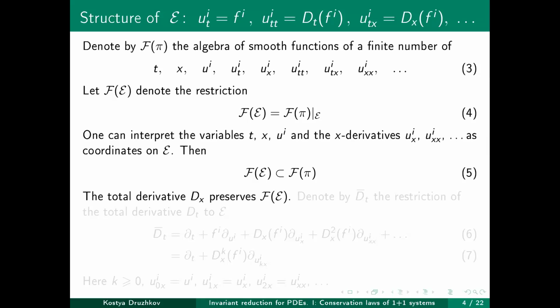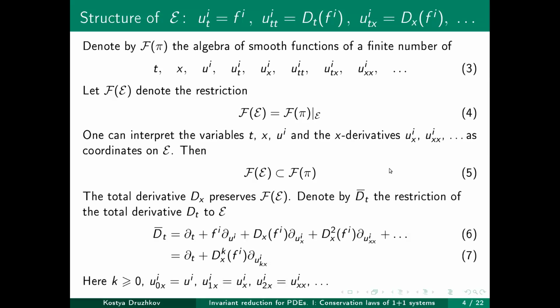Then we have the inclusion of algebras given by formula 5. So we can say that F(ε) is a subalgebra of F(π), and the total derivative with respect to x preserves this subalgebra. So we can restrict the total derivative to ε, or just use the total derivative with respect to x on ε without any restrictions, in the sense that it acts on this subalgebra. Let's introduce the restriction of the total derivative with respect to t to the infinitely prolonged system. It has form 6, or form 7 in more compact form.